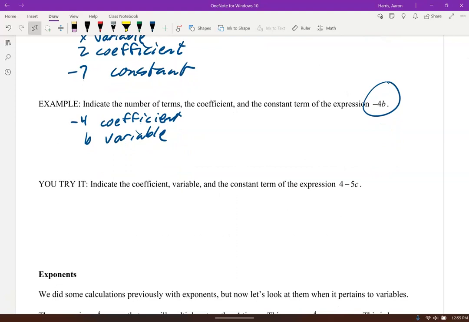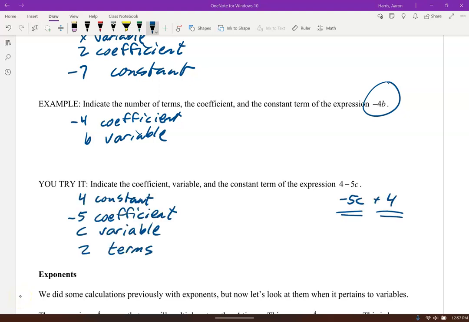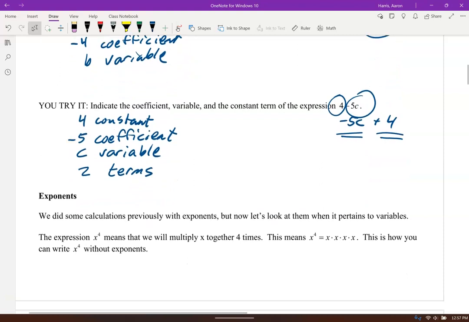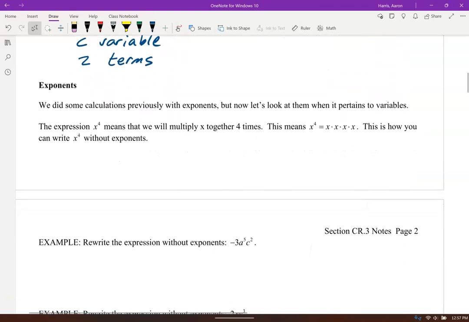All right, so this last one, 4 minus 5c. You can go ahead and type it in the chat box. Go ahead and write the variable, how many terms, the constant, the coefficient. You guys go ahead and check your work on that. There's one term, there's the other, two terms. Check your constant, coefficient, variable, and number of terms there.